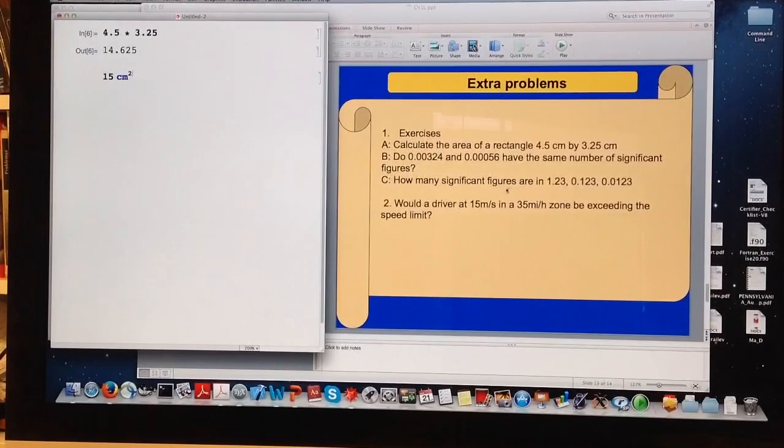How many significant figures are in these numbers? Well, 1, 2, 3 here, 1, 2, 3 here, 1, 2, 3, right? I do not count the zeros on the left, so they all have the same number of significant figures.